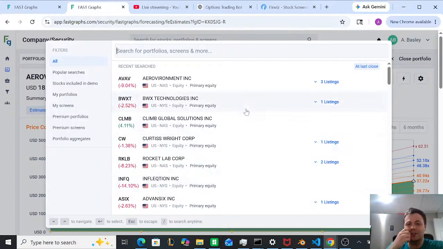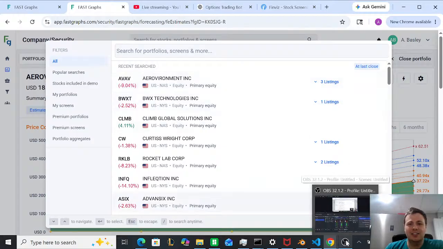Today we're going to go over some of the tools I use to analyze equities, individual stocks, and some of the things I look for to pick stocks individually. So with that being said, let's get started.